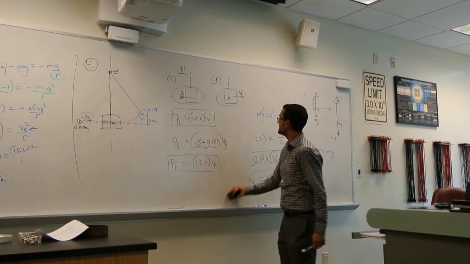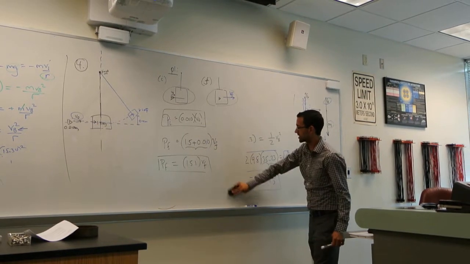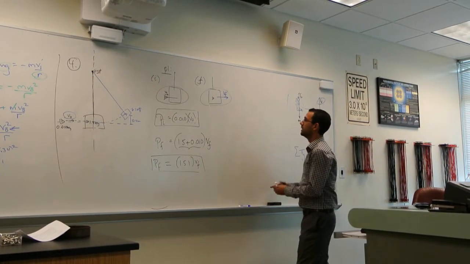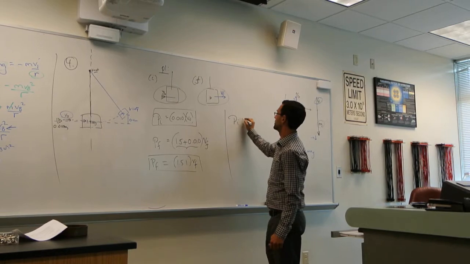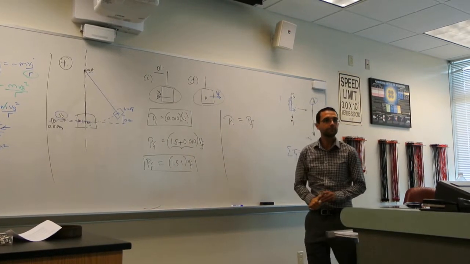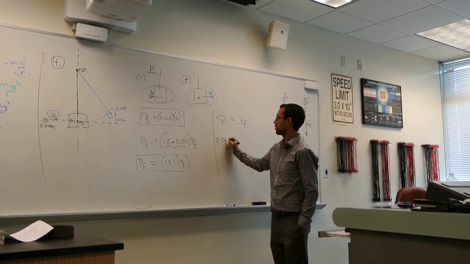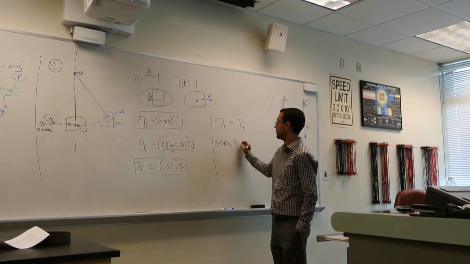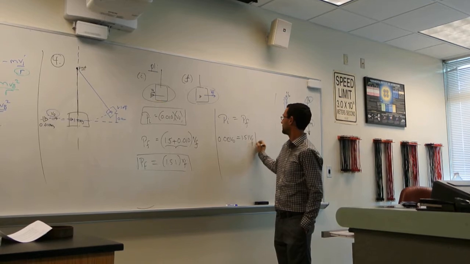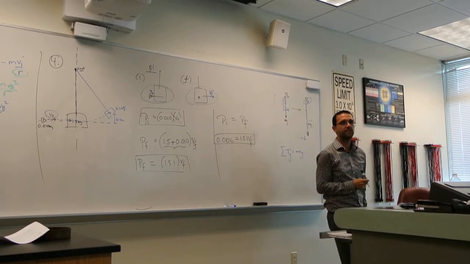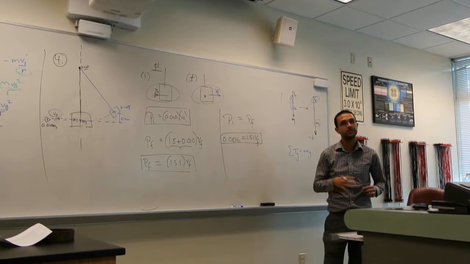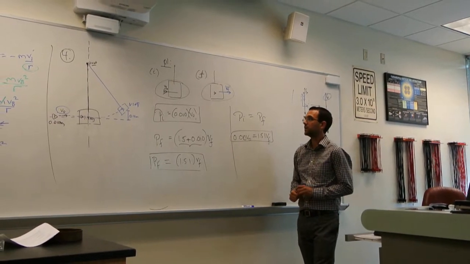Okay, so since momentum is conserved during this collision, and every collision actually, what we can say is P initial is equal to P final. Okay, so I'm going to say 0.010 V naught is equal to 1.51 V final. Does everybody agree with this statement? Does everybody see that? I'm setting P initial equal to P final.